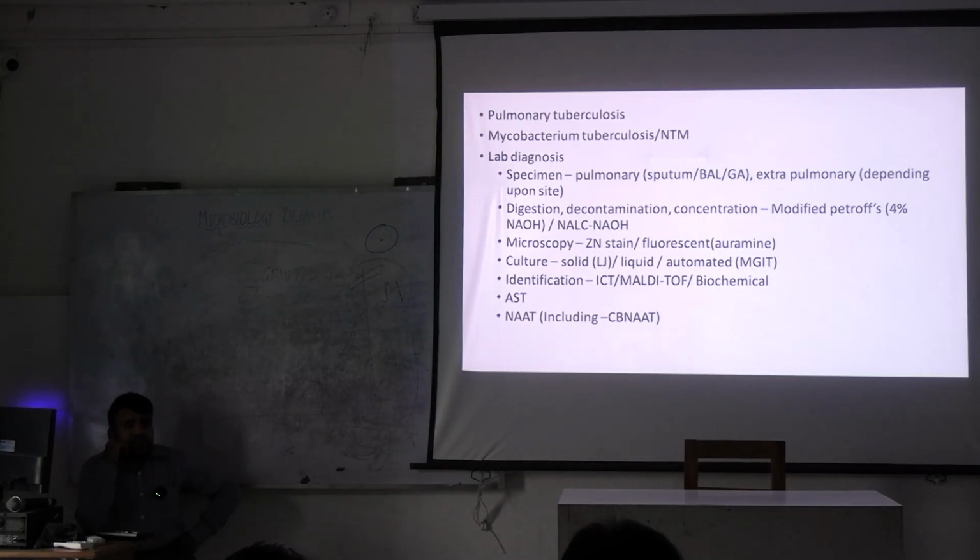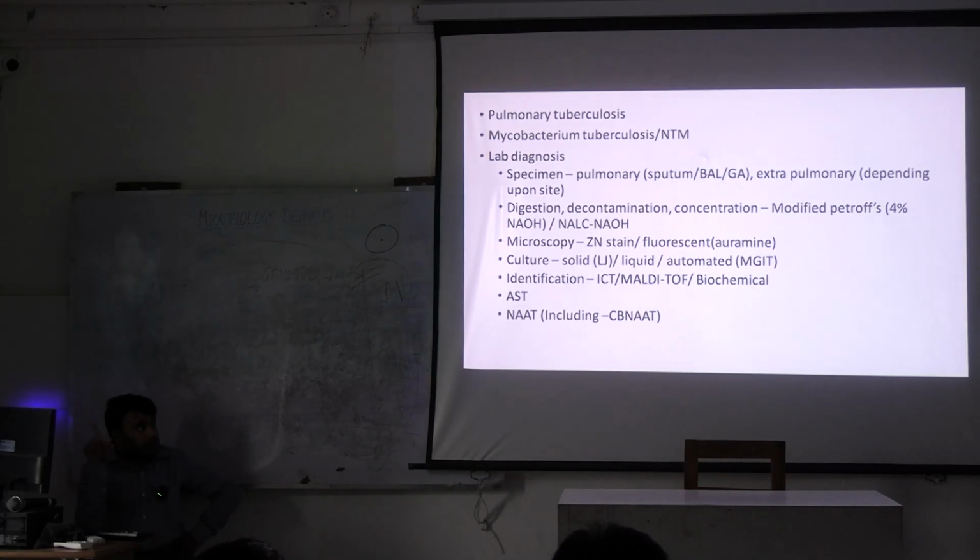Multi-drug resistance can be detected either with molecular methods, including CBNAAT. There are two platforms: one is called GeneXpert and the other TrueNAAT. So this CBNAAT can detect it, and also we can go for drug susceptibility testing. Okay.